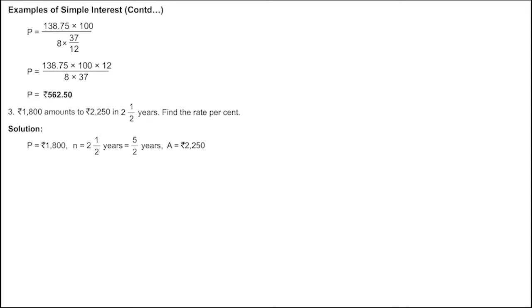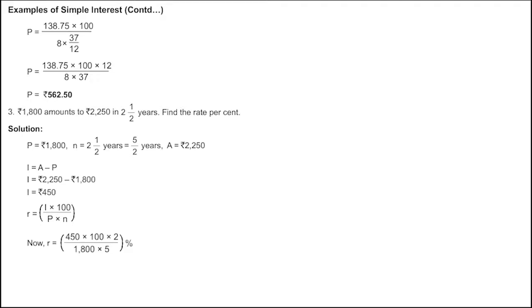What is unknown to us? Rate of interest. So since amount and principal are given to us, with the help of amount and principal we can find out the interest. So interest is amount minus principal, that is equivalent to saying 2,250 minus 1,800 equal to rupees 450. So we have interest, we have principal, we have the value of N. So we use the formula of R, which is equal to I into 100 whole upon P into N.